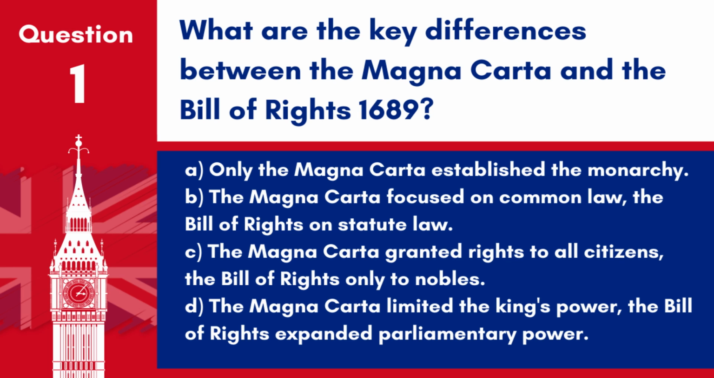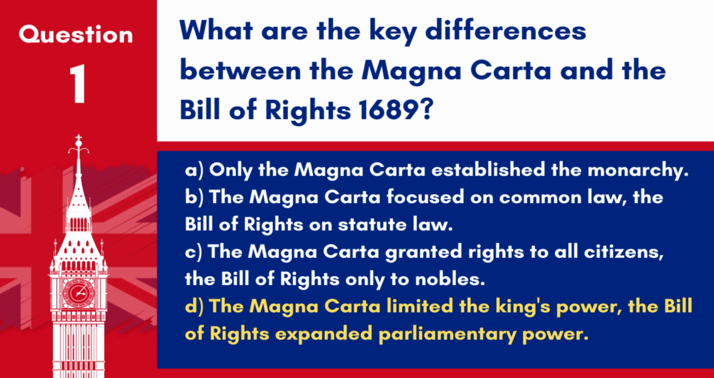Question 1. What are the key differences between the Magna Carta and the Bill of Rights 1689? A. Only the Magna Carta established the monarchy. B. The Magna Carta focused on common law, the Bill of Rights on statute law. C. The Magna Carta granted rights to all citizens, the Bill of Rights only to nobles. D. The Magna Carta limited the king's power, the Bill of Rights expanded parliamentary power.